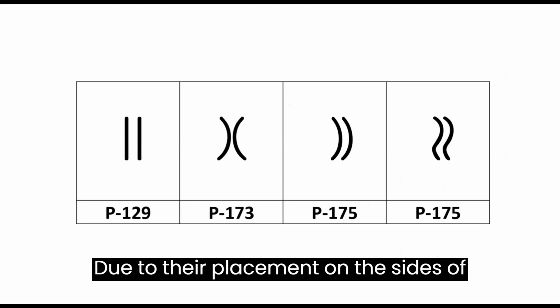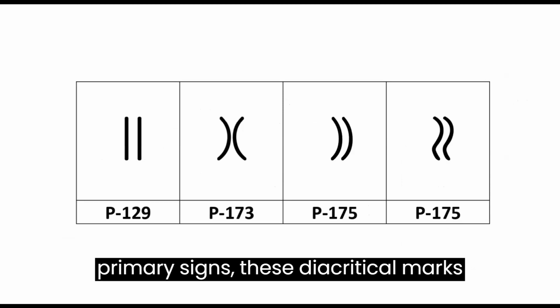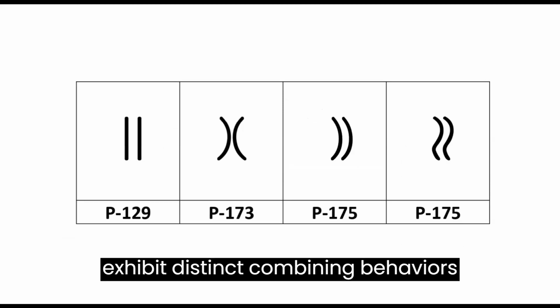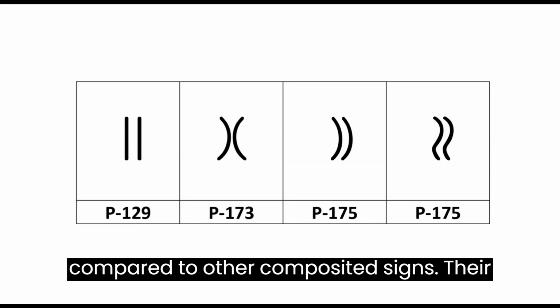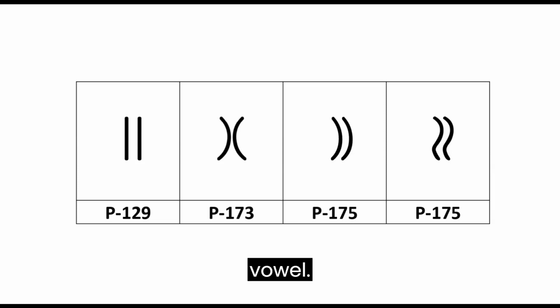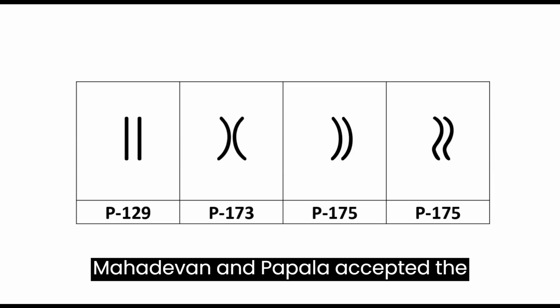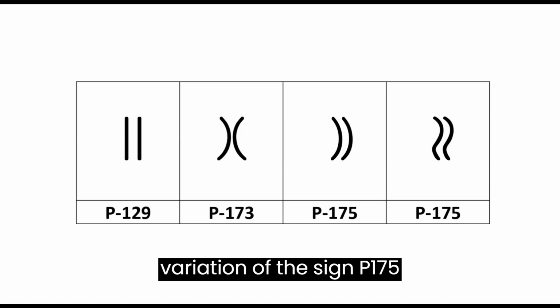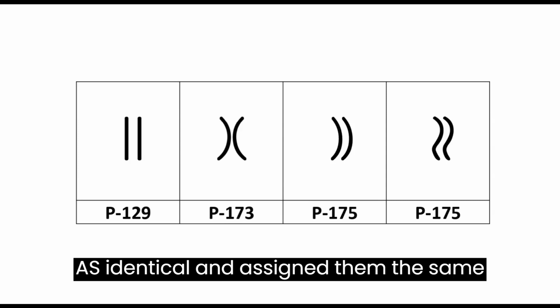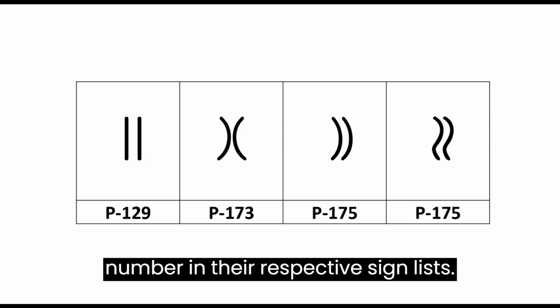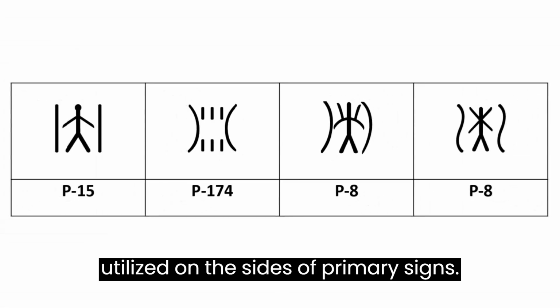Due to their placement on the sides of primary signs, these diacritical marks exhibit distinct combining behaviors compared to other composited signs. Their function appears to be that of a semi-vowel. Mahadevan and Parpola accepted the variation of the sign P175 as identical and assigned them the same number in their respective sign lists. These diacritical marks have been utilized on the sides of primary signs.